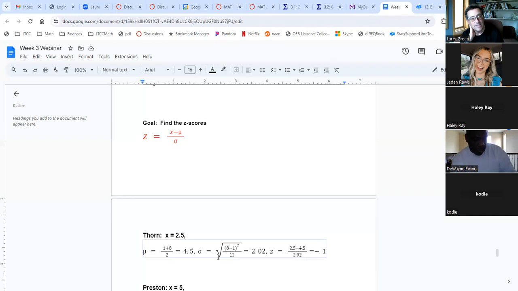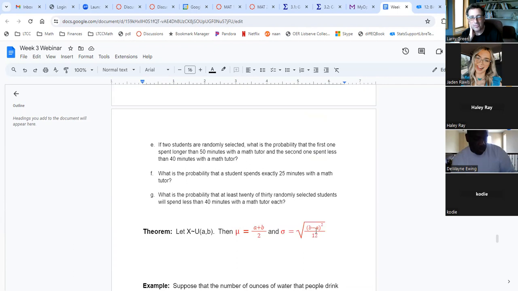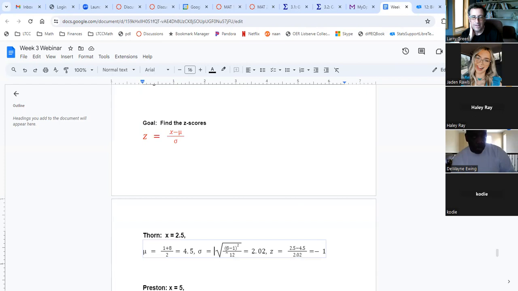And sigma is the square root of b minus a squared over 12. So b was 8, a was 1. So we take the square root of 8 minus 1 quantity squared over 12. That one, don't even try doing that in your head. I can kind of, but I'm not even going to talk about it. Instead, put it in a calculator, and you'll get about 2.02. Any questions on that idea?